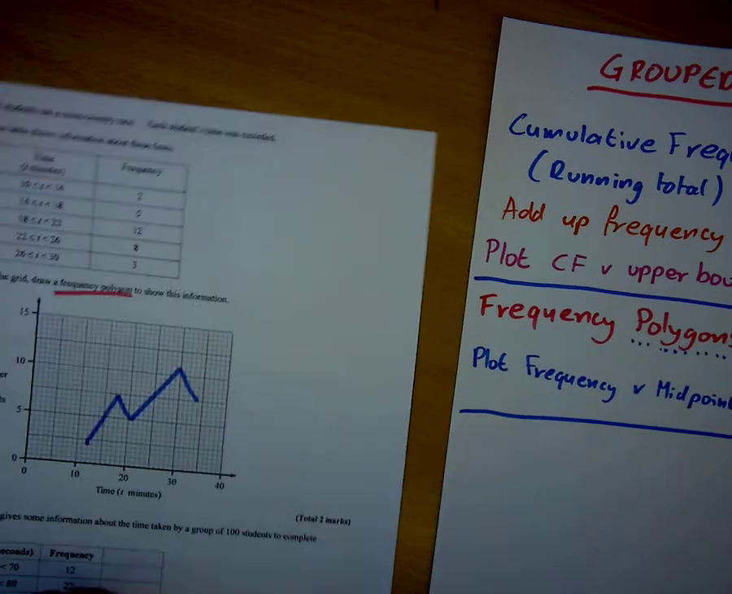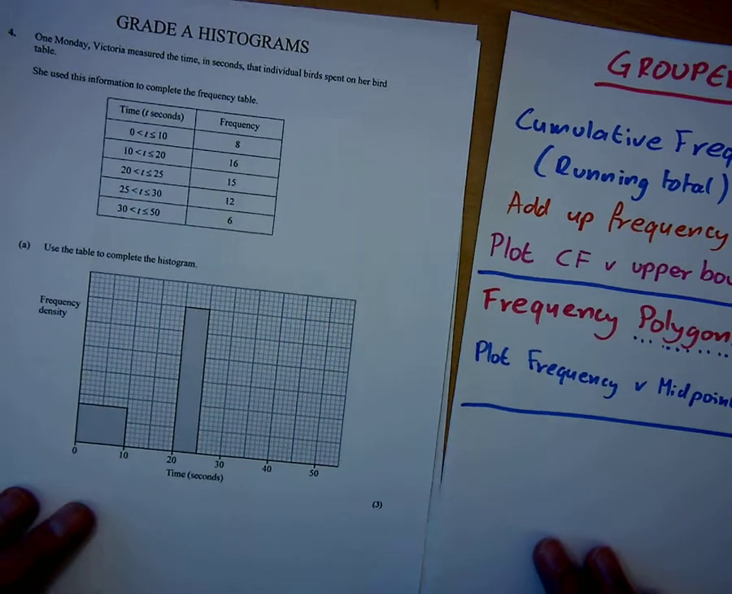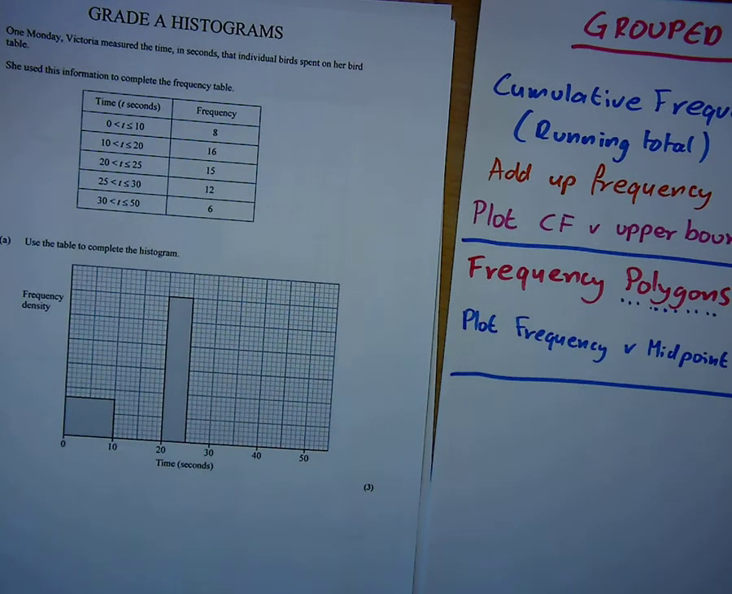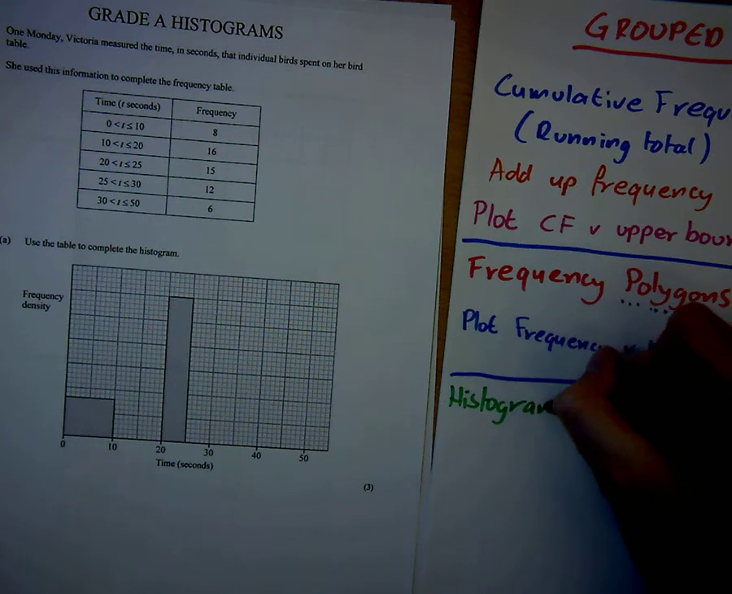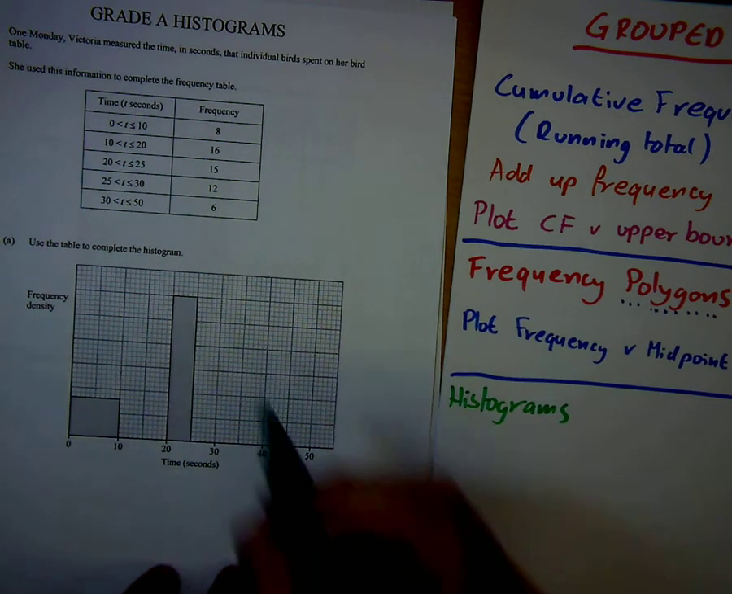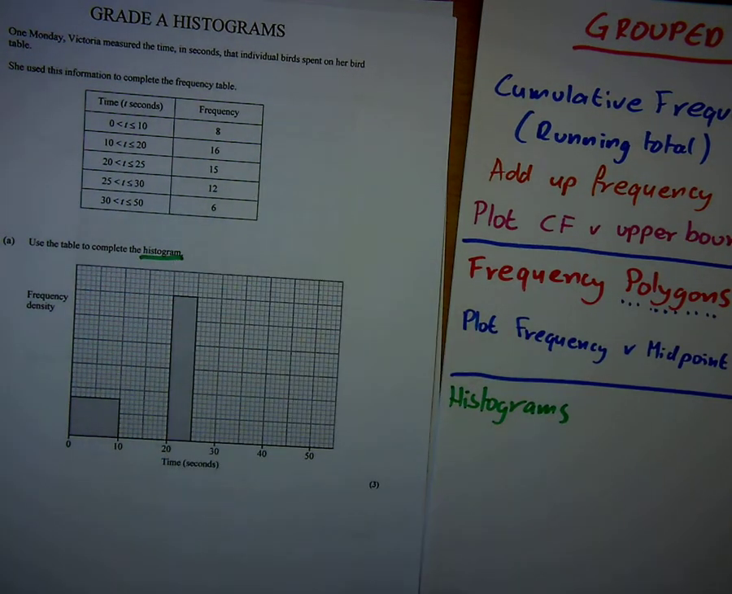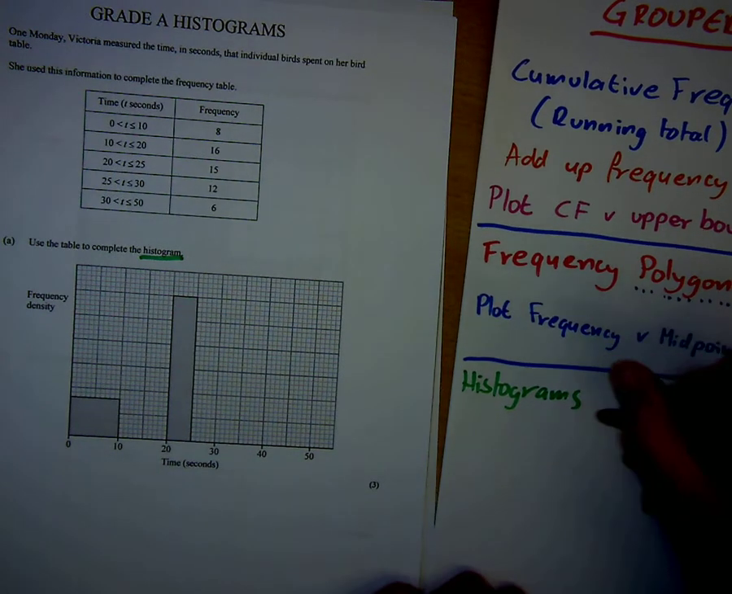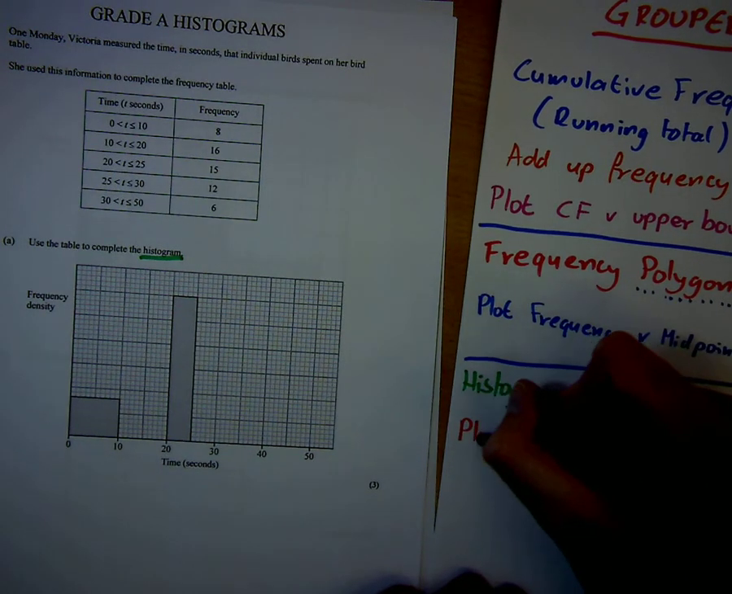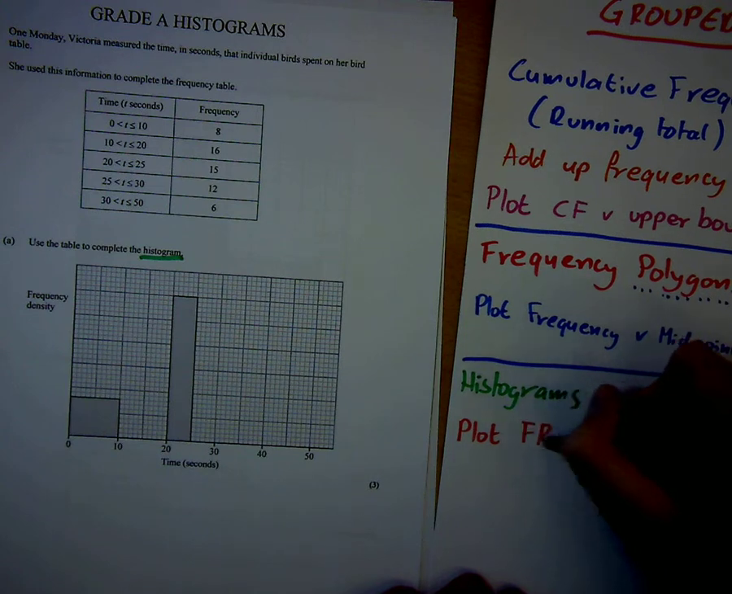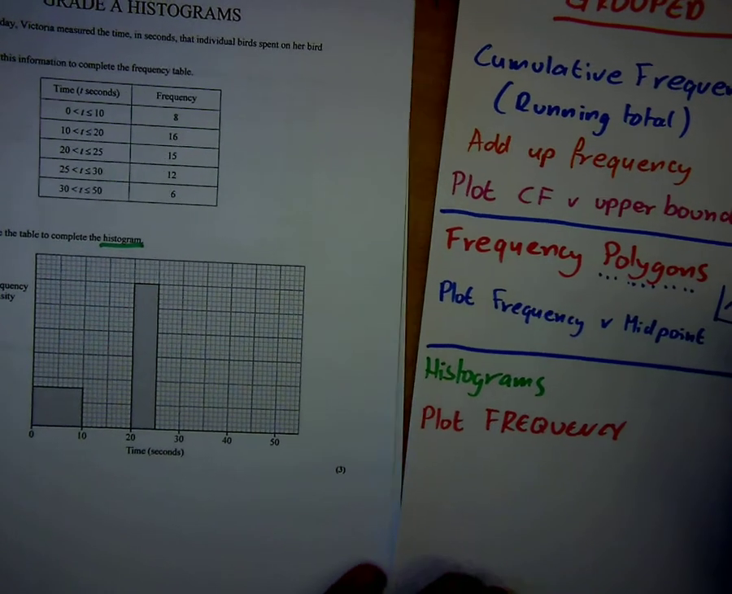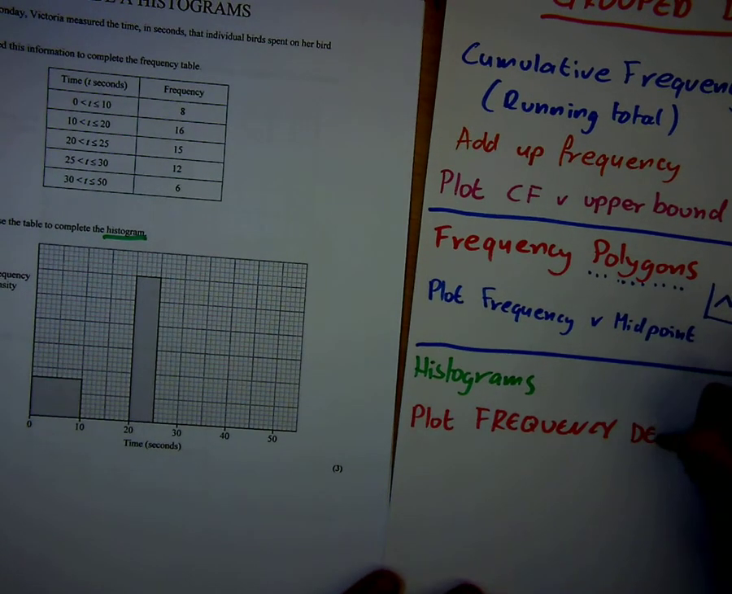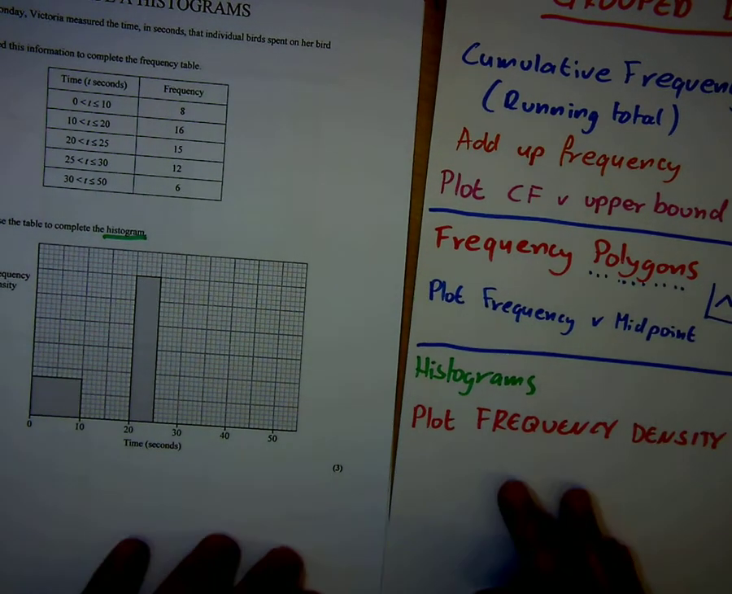Final diagram. This is a grade A topic, histograms. Once you see histograms, the first thing you've got to look at is frequency density. Write that in capitals, it's pretty important. So you plot frequency density for histograms.